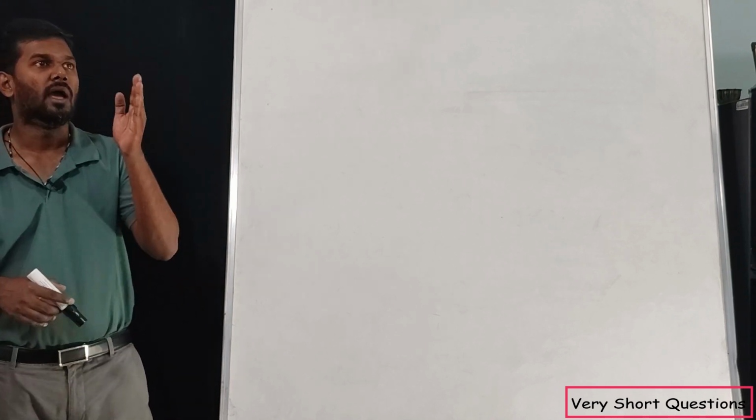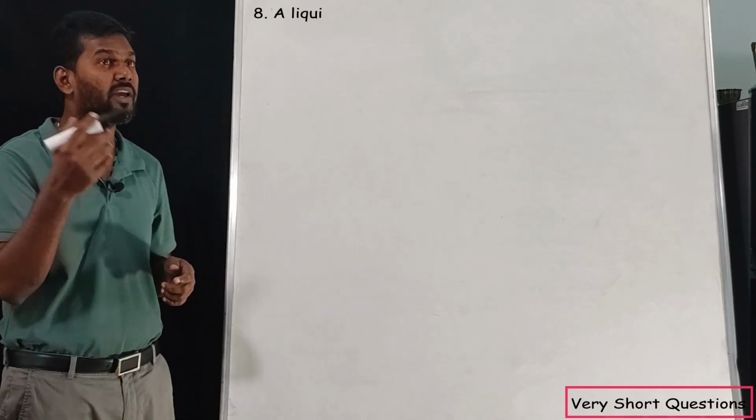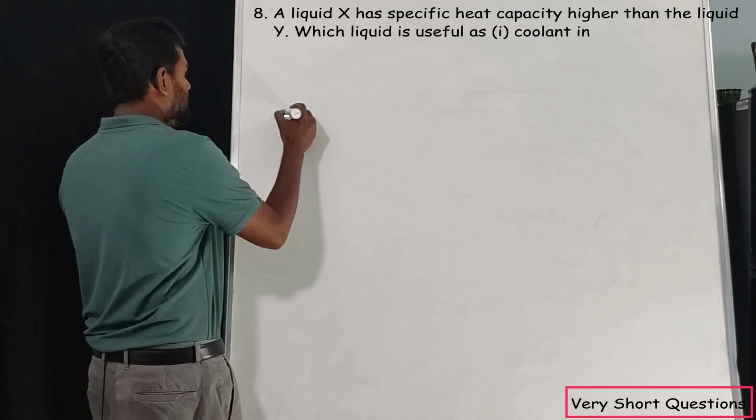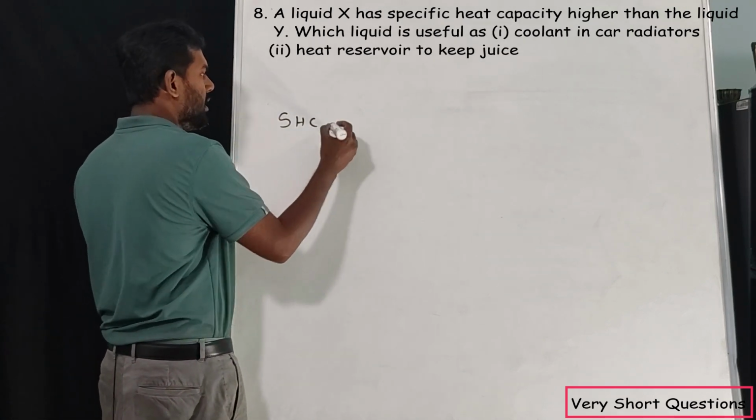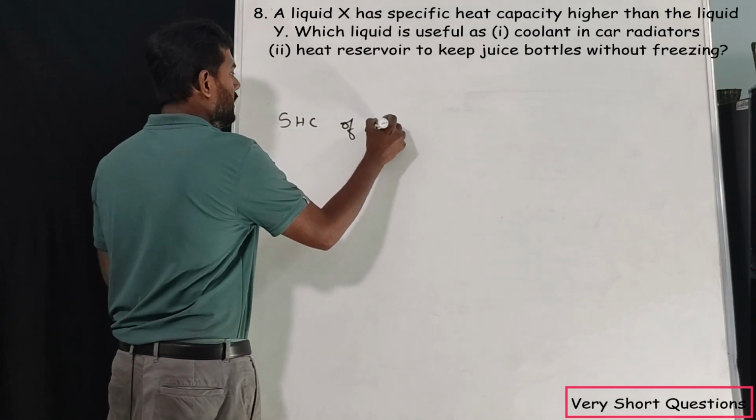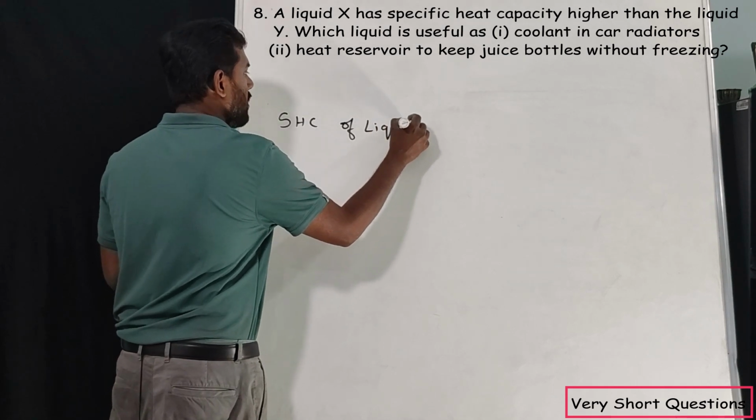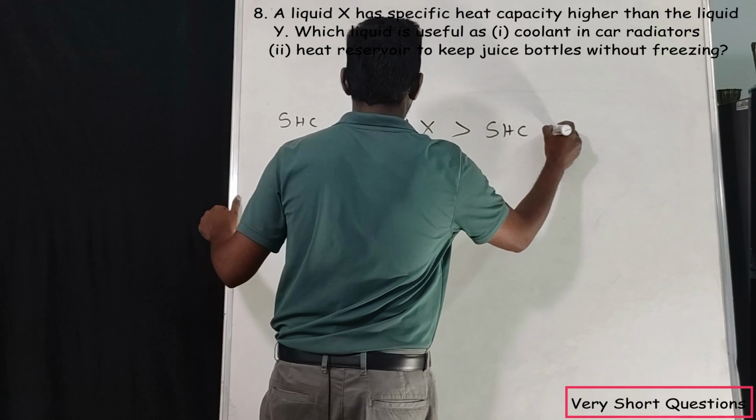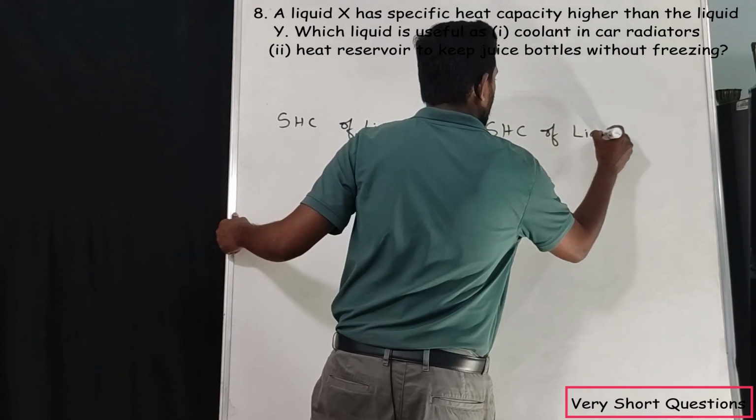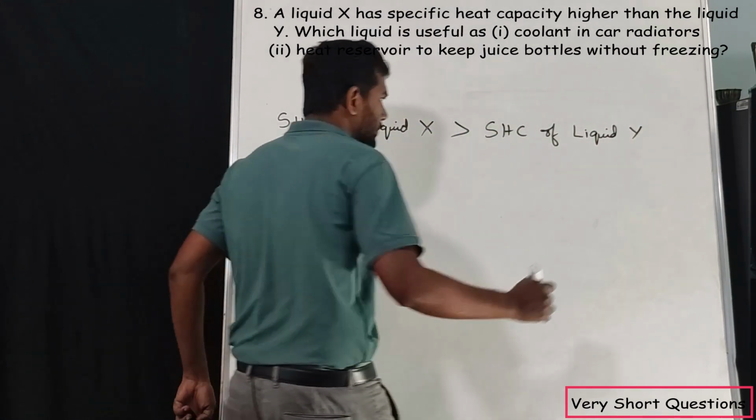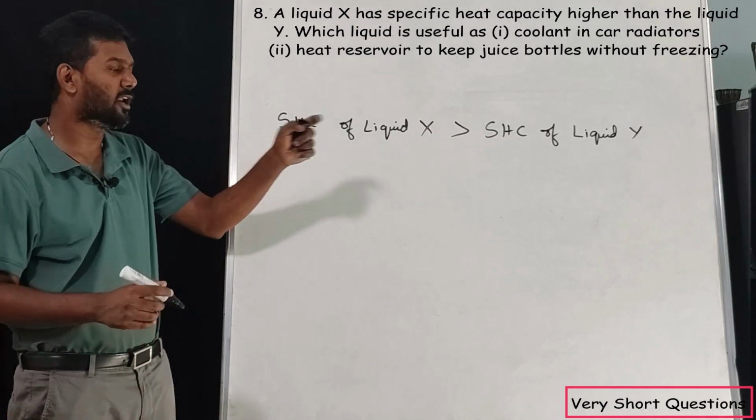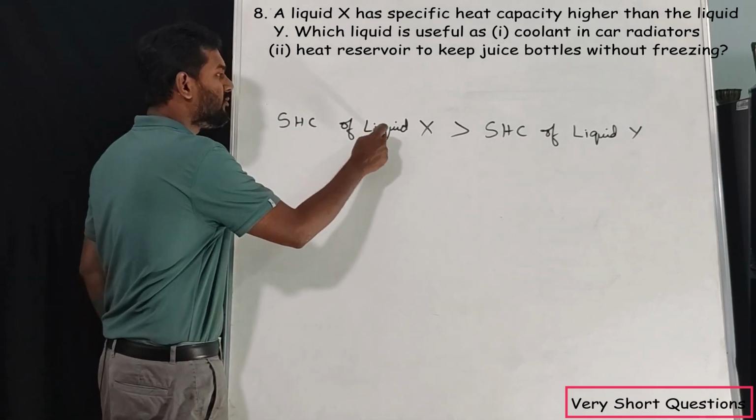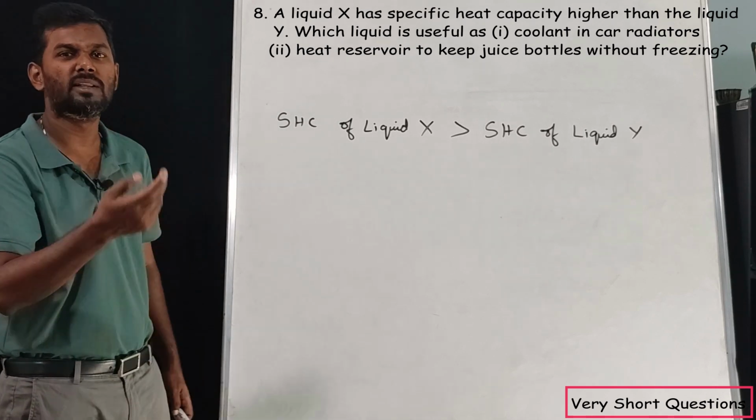Our next question: a liquid X has specific heat capacity higher than the liquid Y. So, specific heat capacity of liquid X is greater than specific heat capacity of liquid Y. First, we need to understand this statement, then only we can answer these kinds of questions. See, specific heat capacity of liquid X is more. What do you mean by this statement?